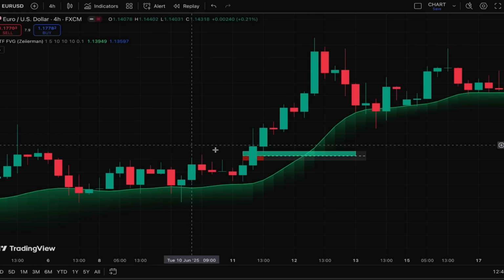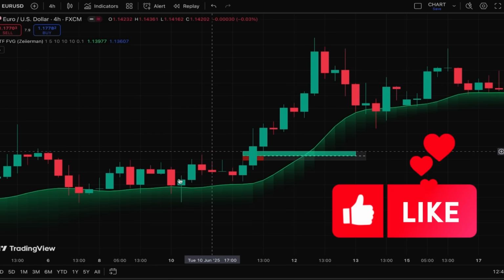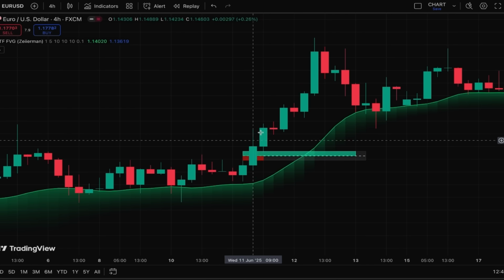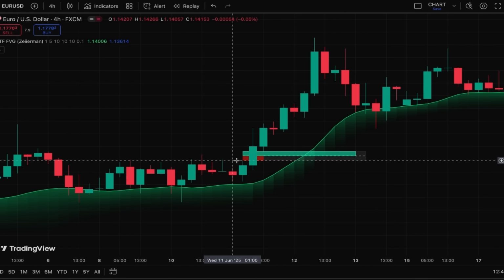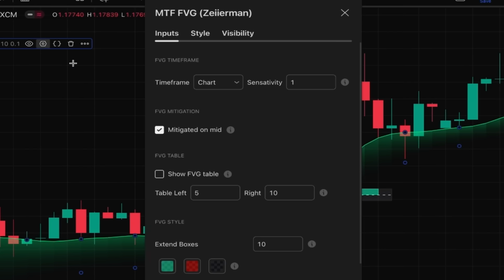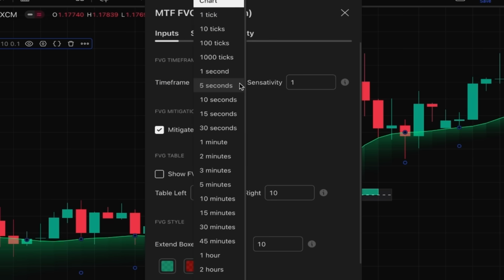Alright, this is the indicator, and as you can see it is overlaid on the price chart and identified the fair value gap that we had here. This indicator is a multi-time frame fair value gap, which means that regardless of your chart time frame, you can choose any time frame that you want to find fair value gaps.